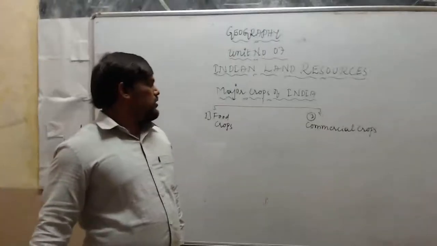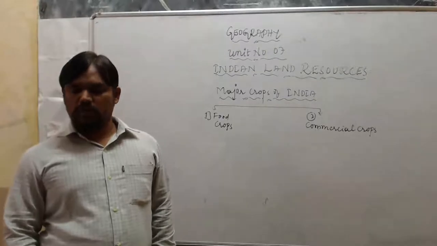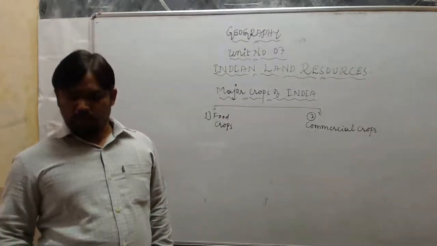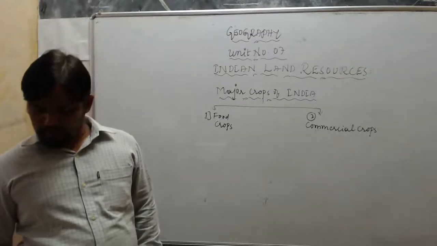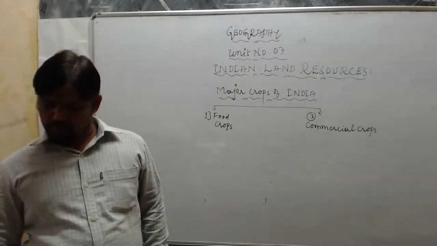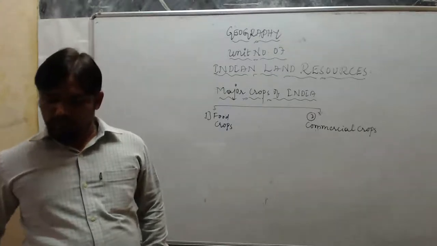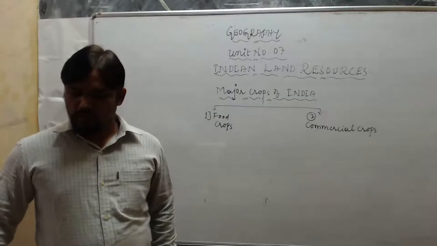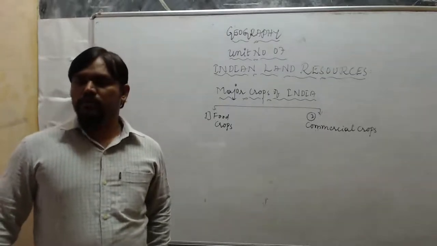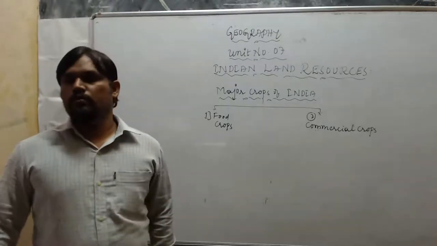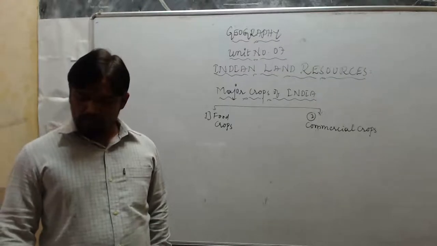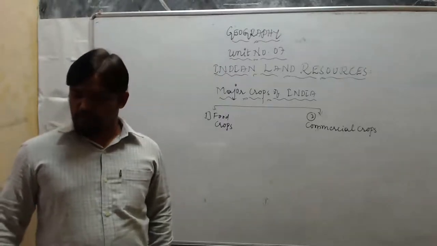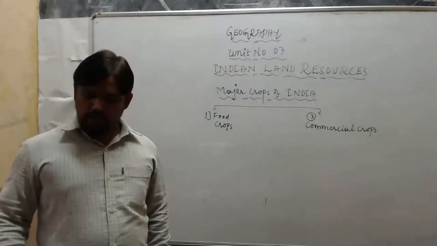And next, we also discussed commercial crops like sugarcane. Sugarcane is the first important commercial crop of India. In the world, India is the second largest producer of sugarcane and sugar, only after Brazil. It means Brazil is the number one producer of sugarcane and sugar in the world. But in India, which state is the largest producer of sugarcane? That is Uttar Pradesh.